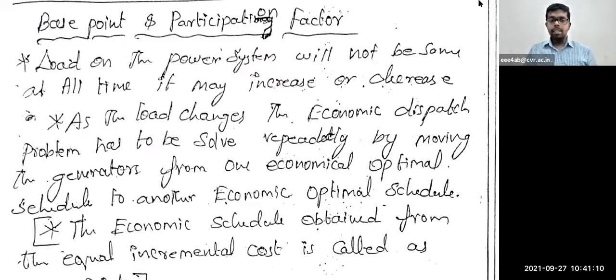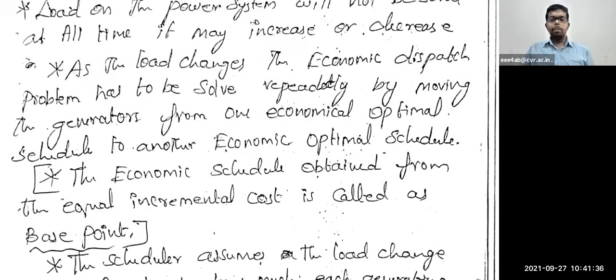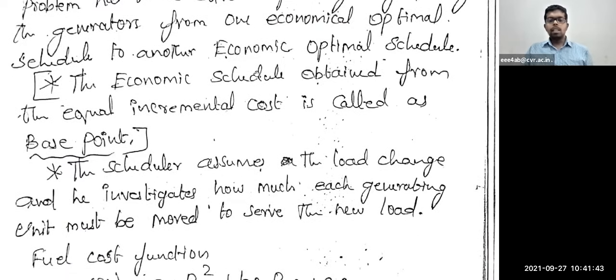As the load changes, the economic dispatch problem has to be solved repeatedly by moving the generators from one economical optimal schedule to another economical optimal schedule, so that you can meet the demand. Why are we doing this? To meet the demand. So the economic schedule obtained from the equal incremental cost is known as base point.